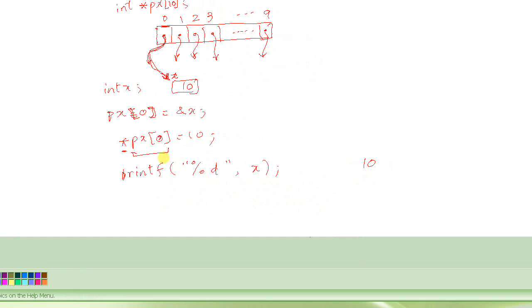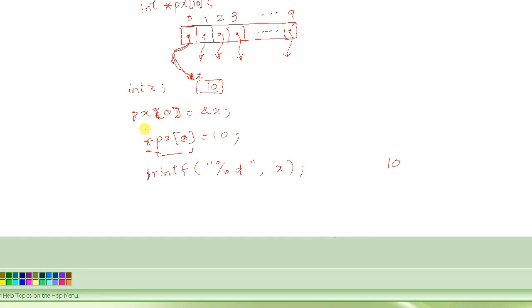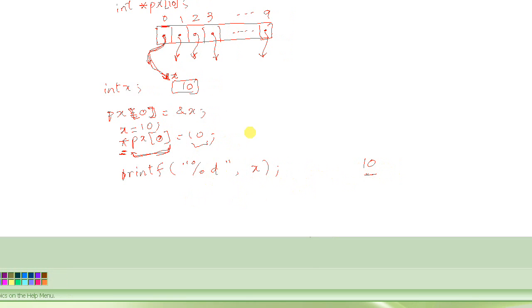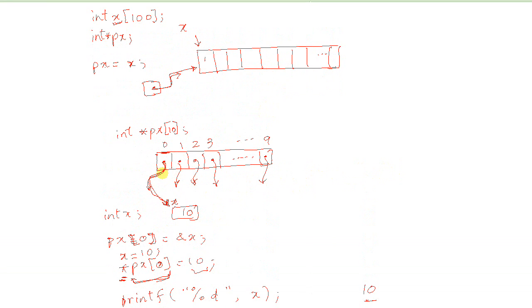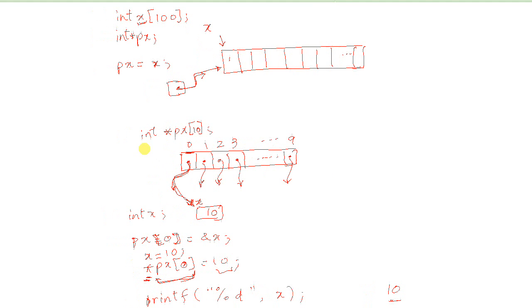10. Even though you never explicitly say x is equal to 10, you did say that wherever px of 0 is pointing to, you change its value to 10, and this will basically give you 10. You changed the value of x to 10, and when you try to print the value of x, you get 10 because of that. Okay, so this is how an array of pointers is going to look like.